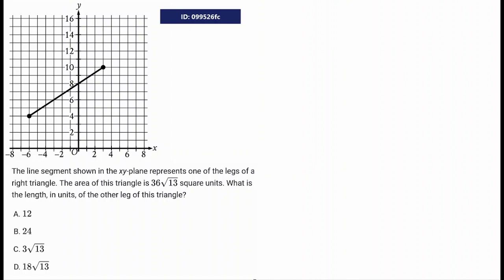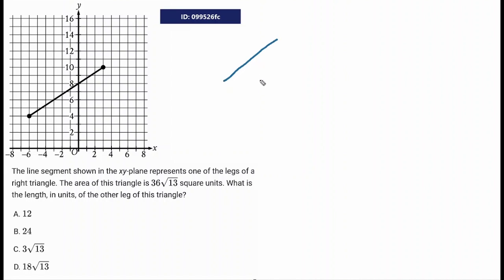The line segment shown represents one of the legs of a right triangle. The area of this invisible triangle is 36 root 13. What's the length of the other leg of this triangle? So whether you use the distance formula or not, conceptually what's happening here?